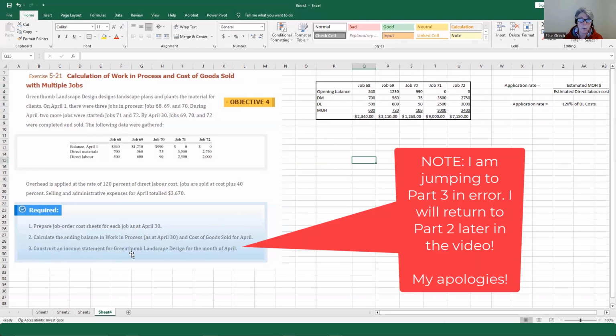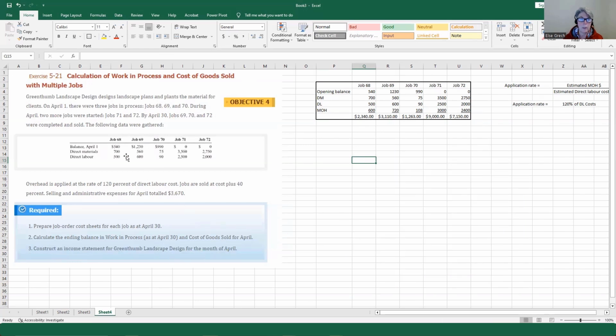Construct an income statement for this company for the month of April. Well, let's go back. They said by April 30th, jobs 69, 70, and 72 were complete and sold. And what do they say? Jobs are sold at cost plus 40%. So now we know the selling price. This was on jobs 69, 70, and 72. They were all finished. The other jobs were unfinished.